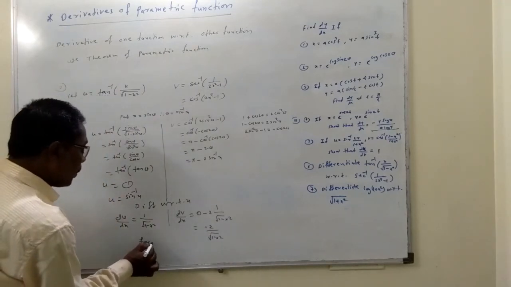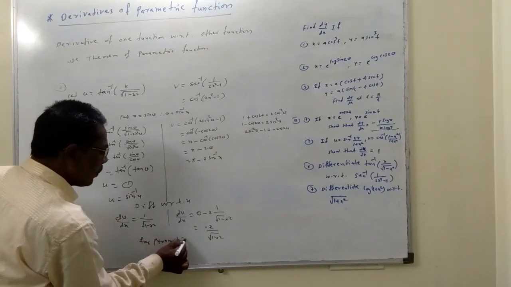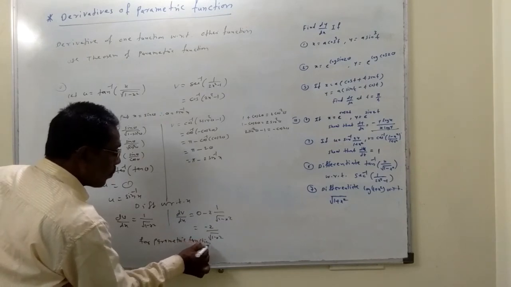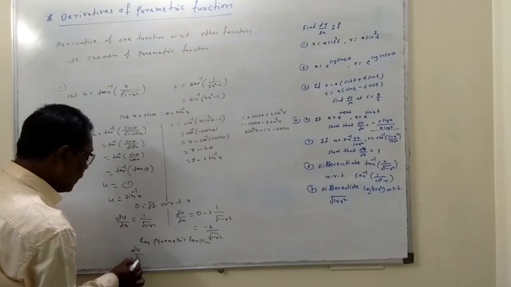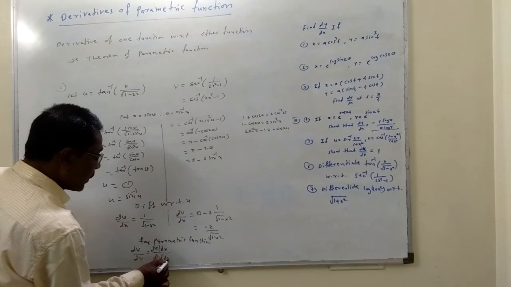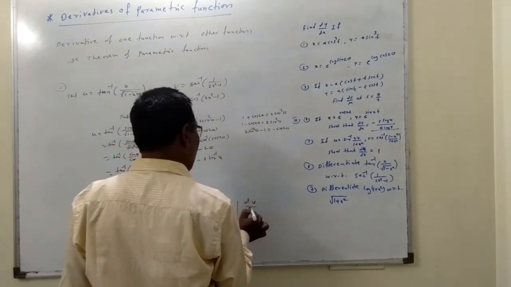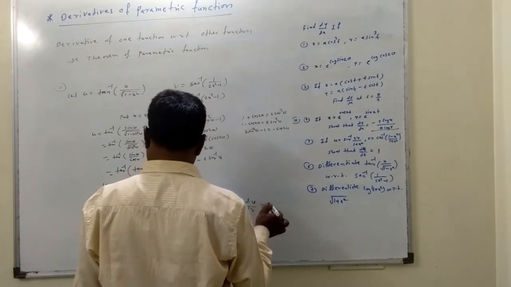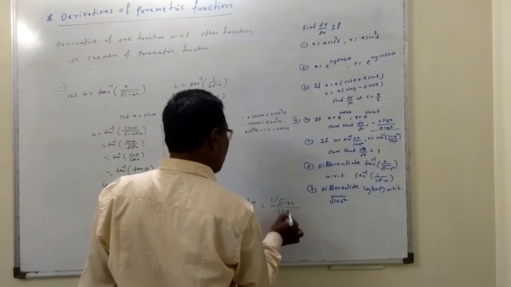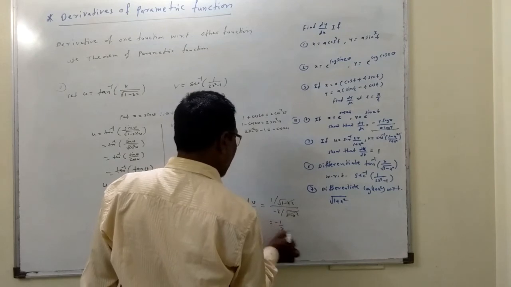For parametric functions, du upon dv is du by dx divided by dv by dx. Now we put these values. So du upon dv is equal to 1 upon under root 1 minus x square divided by minus 2 divided by under root 1 minus x square. This gets cancelled, so we get minus 1 half.